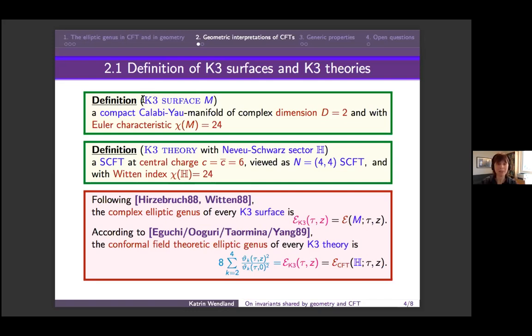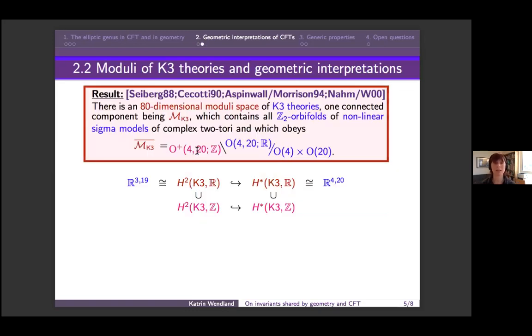K3 surfaces have been under intense investigation in algebraic geometry for at least 100 years, and for the last 50 years, there's been lots of progress, so we can be very precise in saying what we mean by how many K3 surfaces there are. And we've also been very successful in copying these strategies from geometry into the realm of conformal field theory in order to say how many K3 series there are. That's, of course, a slightly younger subject, but this is basically the result.